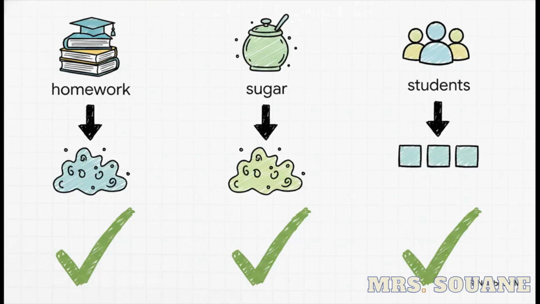Okay, let's see the results. The correct answers are much, a little, and fewer. Why? Because homework and sugar are uncountable, so they take much and a little. But students, well, you can count students, so the correct word is fewer. How'd you do? Hopefully it all clicked.